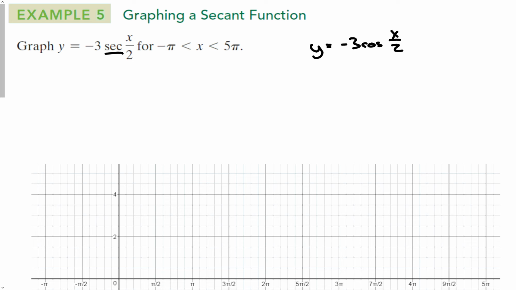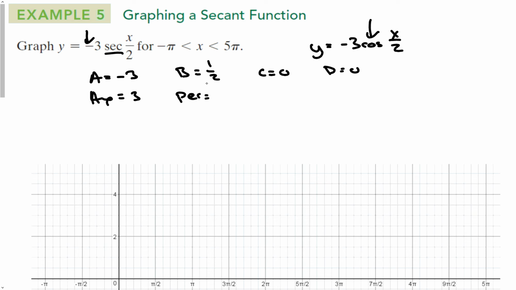Okay. Now, I should remember how to do this. So A is -3. B is 1/2. C is 0. D is 0. That makes my amplitude 3. And I'm going to have a reflection. Okay, so remember that. Reflection. The period is, we're still going with cosine, 2 pi over b, which gives me 4 pi. So a quarter of the period is pi.